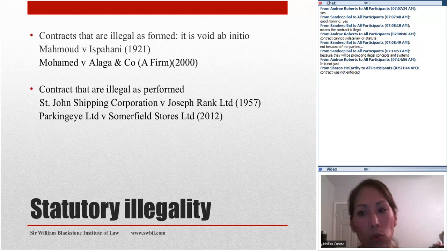Exactly, the contract was not enforced. The reason for this was because the contract was expressly prohibited by the statute. So that's why the plaintiff could not recover.